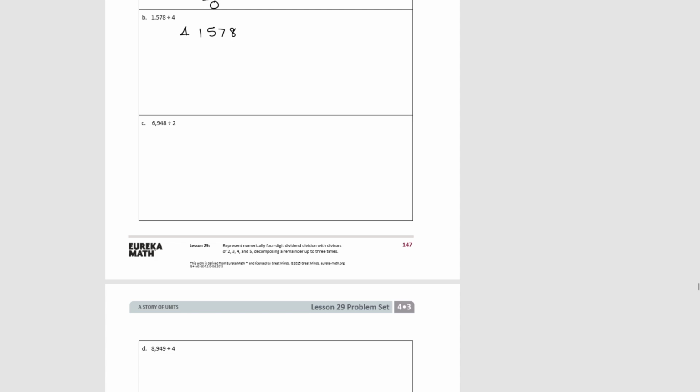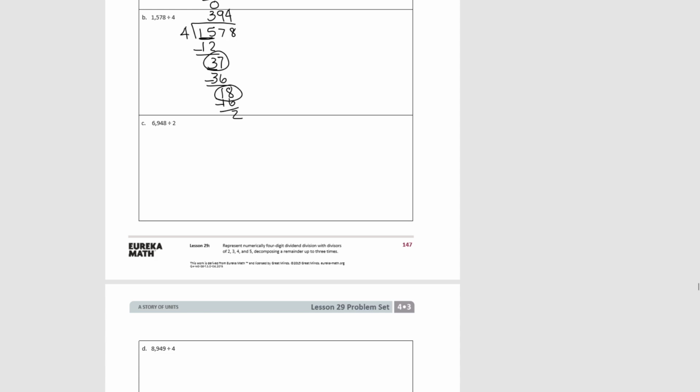$1,578 divided by 4. We can't divide 1,000 by 4, so we turn that into 10 hundreds, add it to the 5 hundreds that are already there. So we have 15 hundreds. We can put 3 in each group, so we've used 12 hundreds. We have 3 left. We'll decompose those into tens and add them to the 7 tens that are there. So we have 37 tens. We can put 9 in each group. 9 times 4 is 36. So we're left with 1 ten, which will decompose into 10 ones and add to the 8 that are there. So now we have 18 ones. So we'd put 4 in each group.